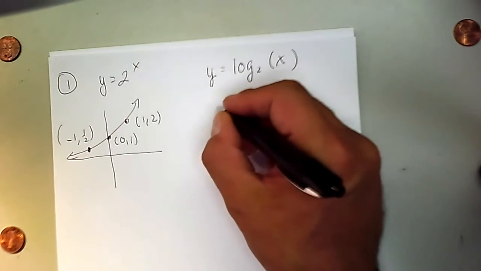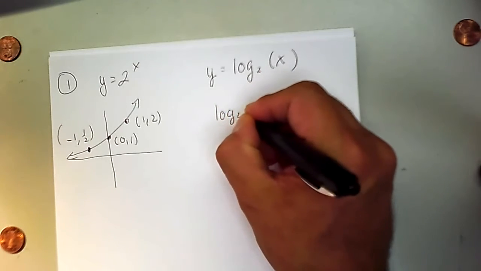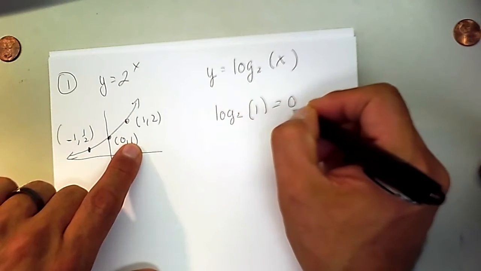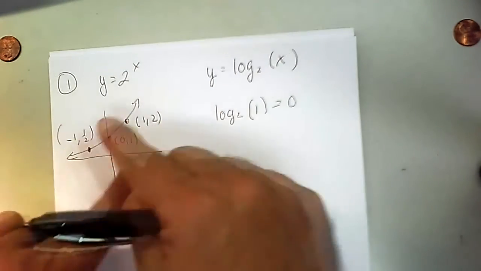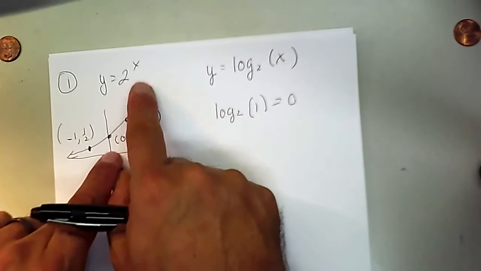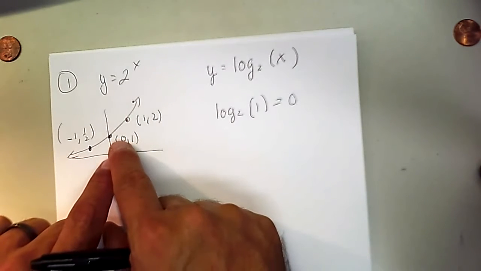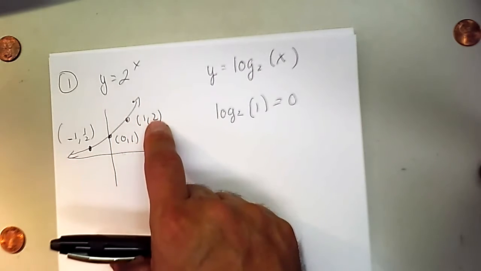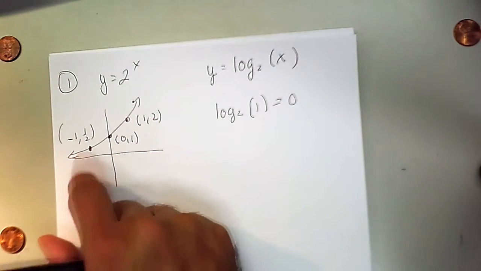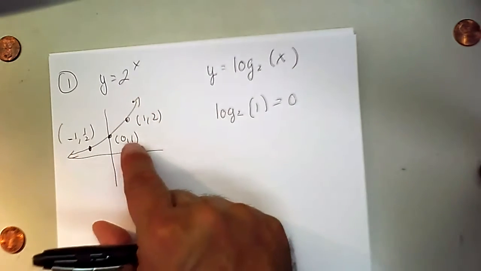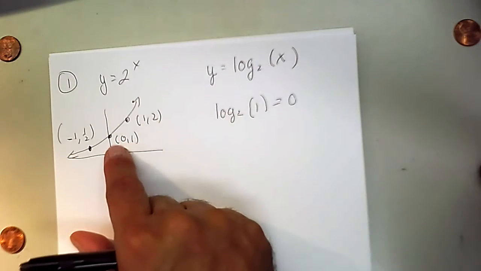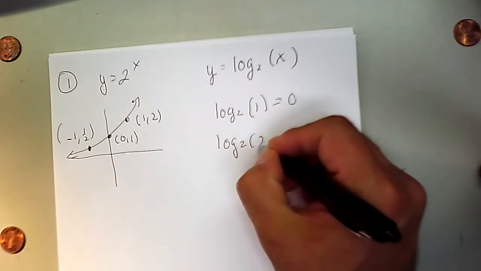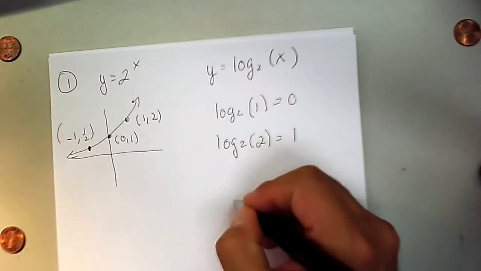If we ask, what is the logarithm in base 2 of 1? The answer is 0. Why? Because the logarithm undoes. The 2 to the x function takes 0 to 1, 1 to 2, and negative 1 to 1/2. So we're going to undo that. We're going to undo the 1, so you should end up with 0. Undo the 2, so the logarithm base 2 of 2 is 1.